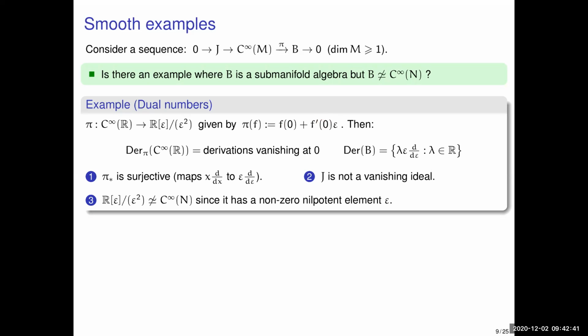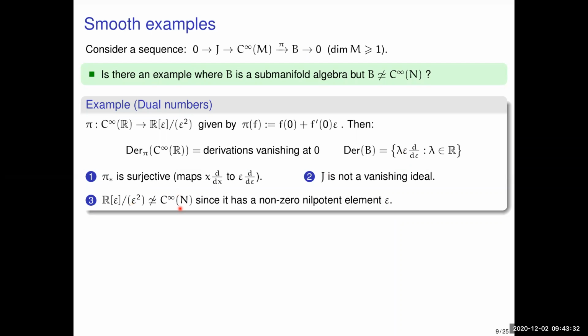Then you can write down everything, compute what the projectable derivations are and so on. Projectable derivations are just the derivations that vanish at 0, at the origin. Derivations of the algebra of dual numbers are generated by this kind of Euler vector field, if you want to call it like this. They are scalar multiples of this. And immediately you realize that pi star is surjective, because this Euler vector field is in the image of this map, the image of this vector field on the real line. This is an example where J is not the vanishing ideal of a subset of your manifold. And it is also an example of a commutative submanifold algebra not given by smooth functions on any manifold N.